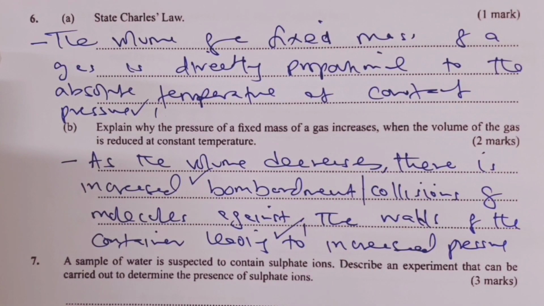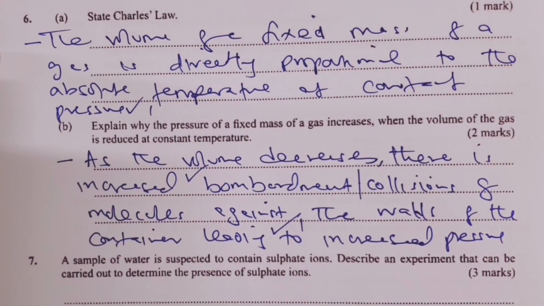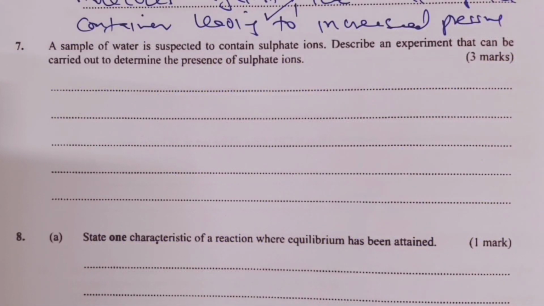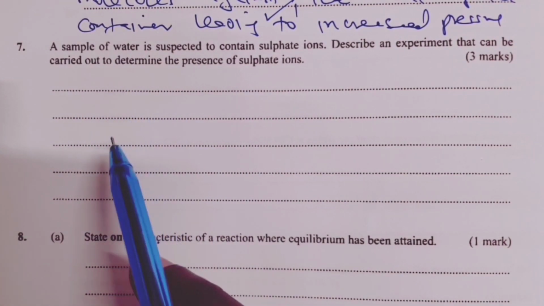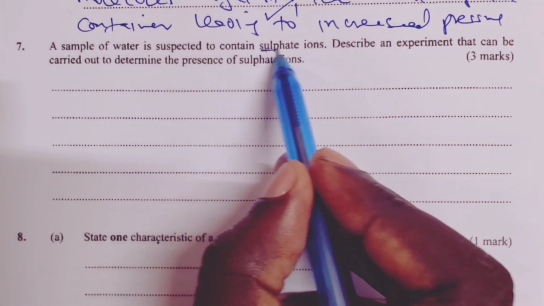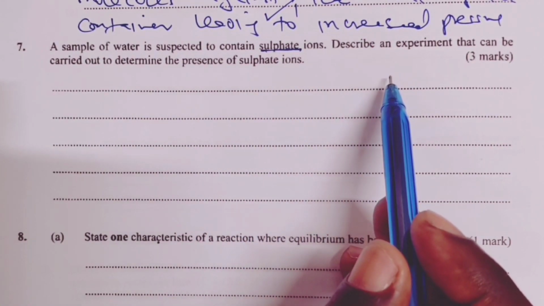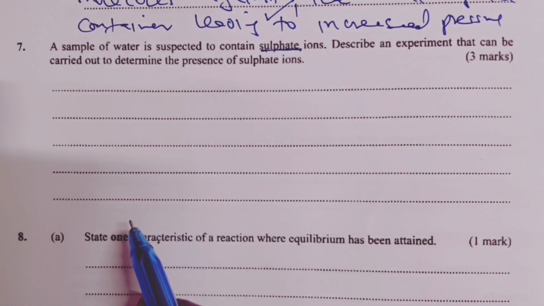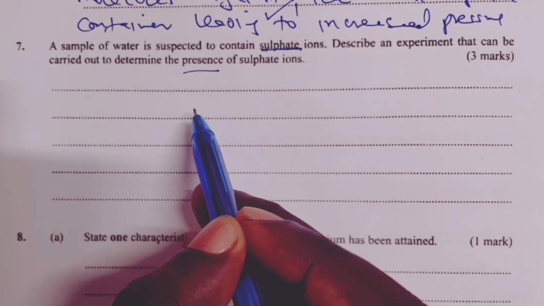Question 7 was still from Form 3 work, but this time round the topic being tested was sulfur and its compounds. In question 7, we are told that a sample of water is suspected to contain sulfate ions. We were therefore to describe an experiment that can be carried out to determine the presence of the ions.